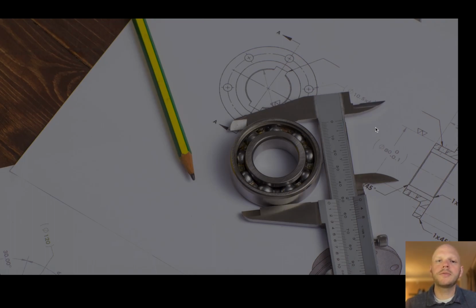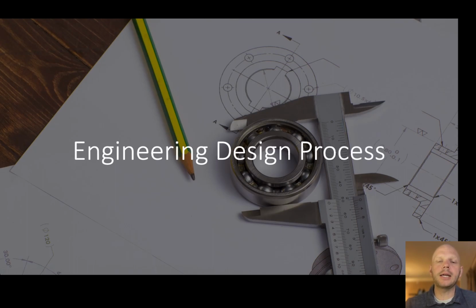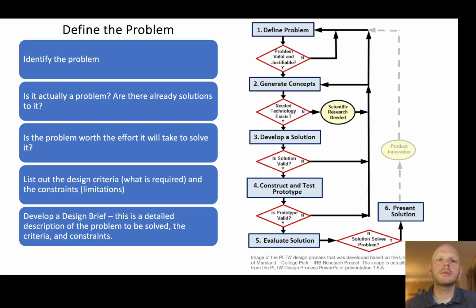So in this video, we're going to be looking at the engineering design process. The engineering design process is a process that you can use to help you think about the problem that you have, define that problem, and then ultimately develop a solution.